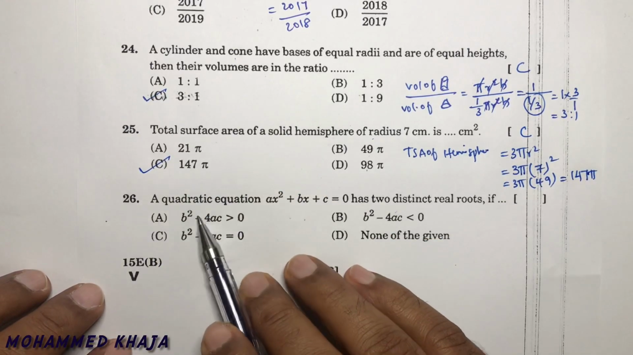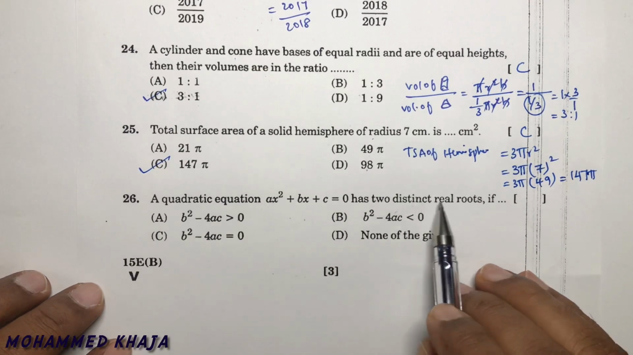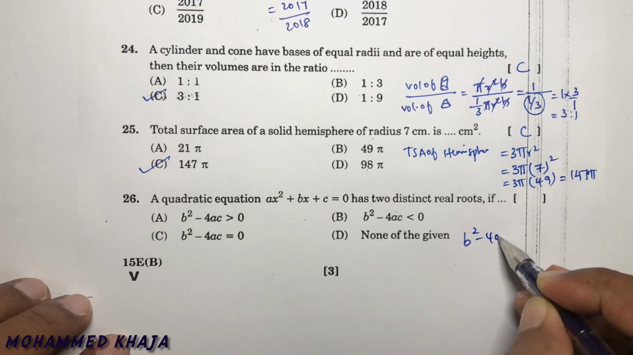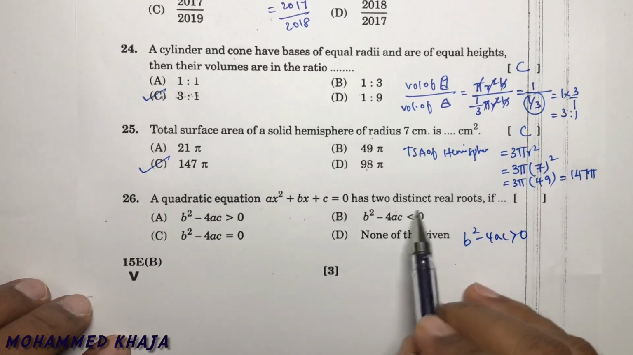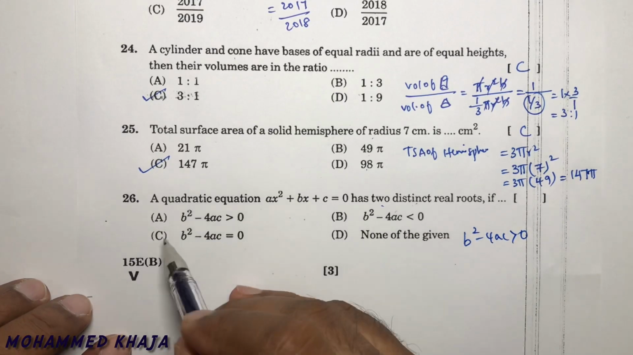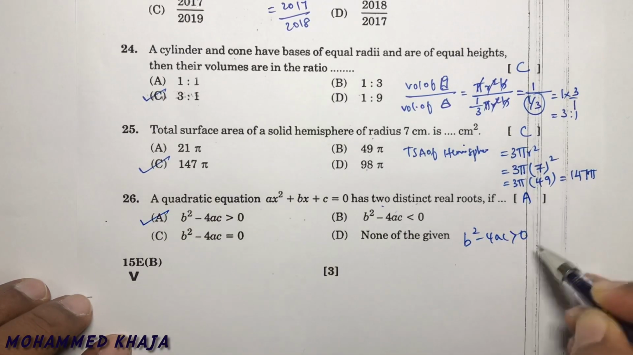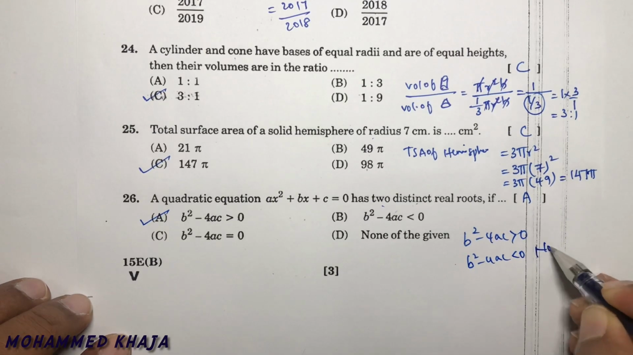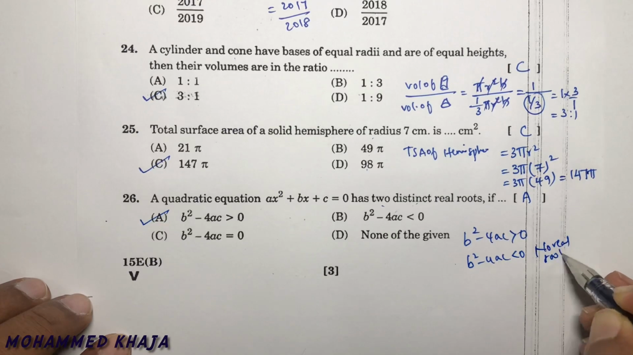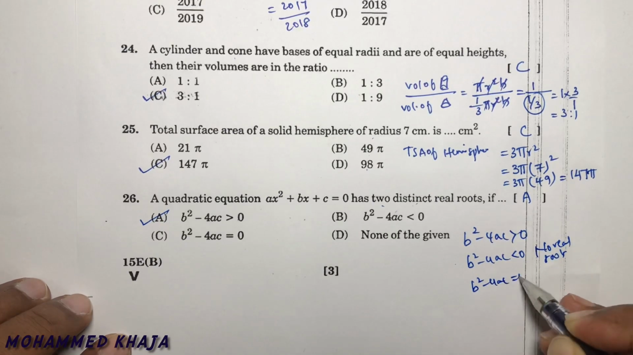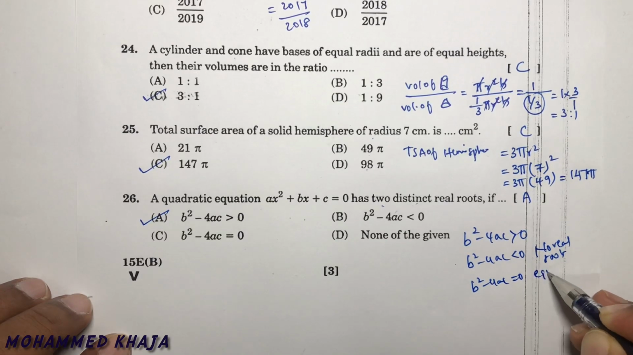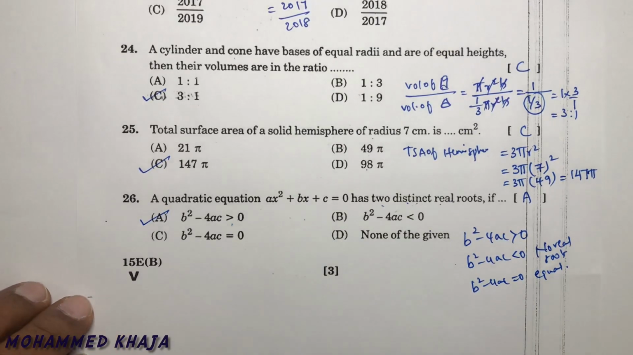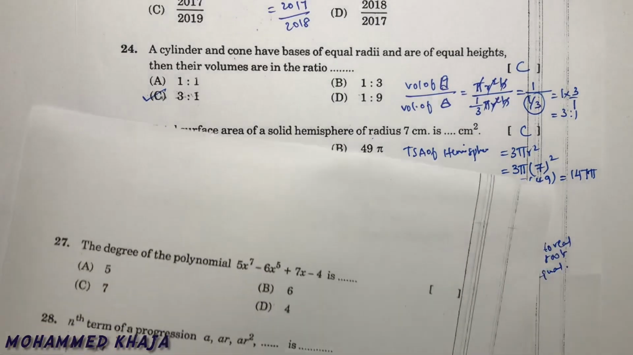Next, a quadratic equation has two distinct real roots. If b square minus 4ac is greater than 0, we'll get distinct real roots, so the correct option here is A. If b square minus 4ac is less than 0, no real roots or imaginary roots. If b square minus 4ac equals 0, roots will be equal. But here they said distinct real roots, so it should be greater than 0. So next, 27th question.